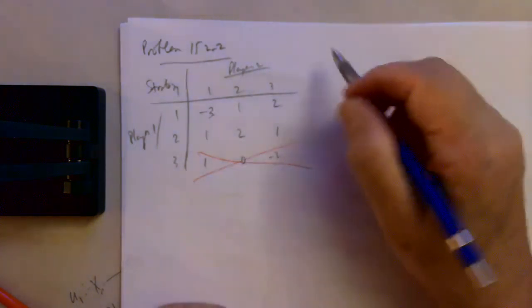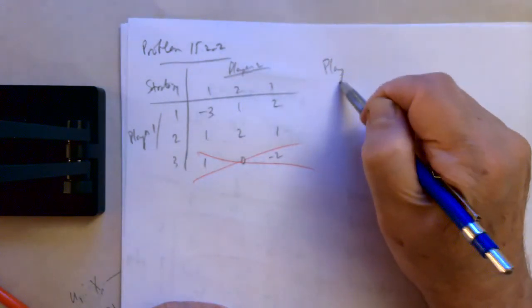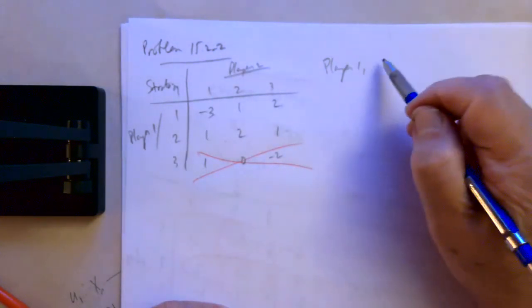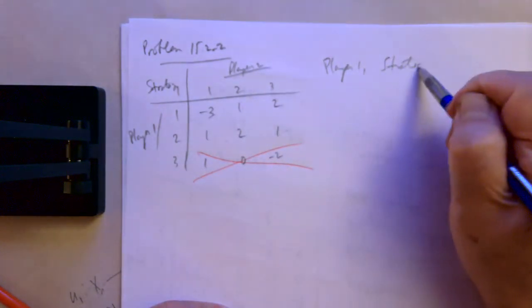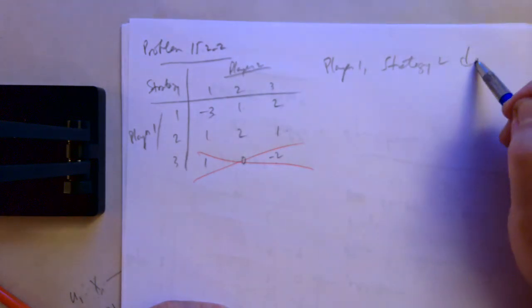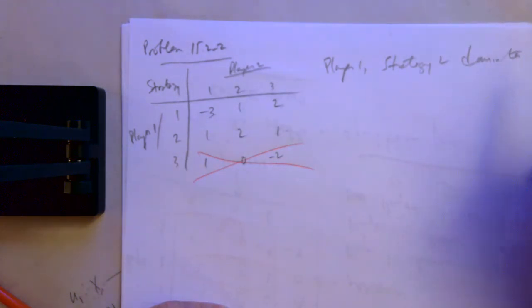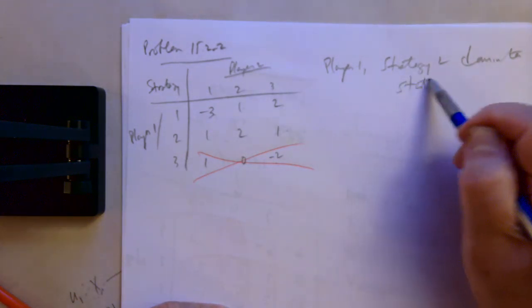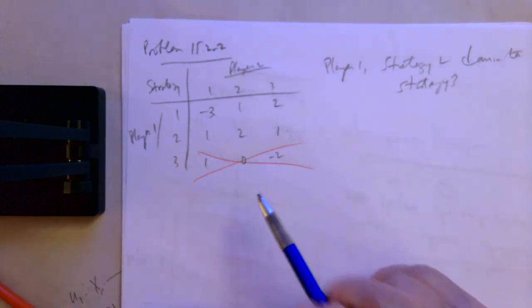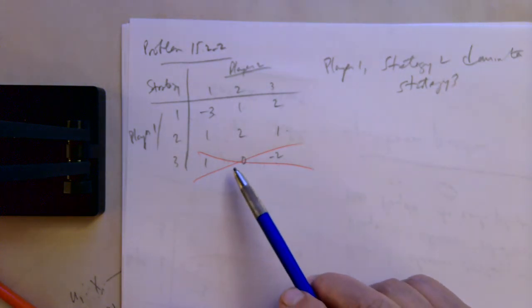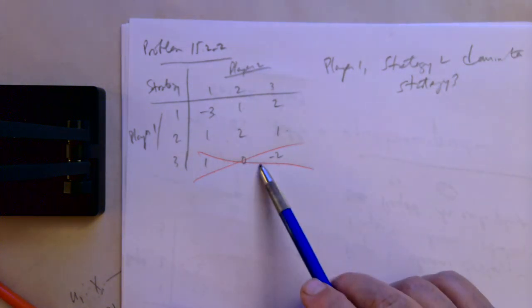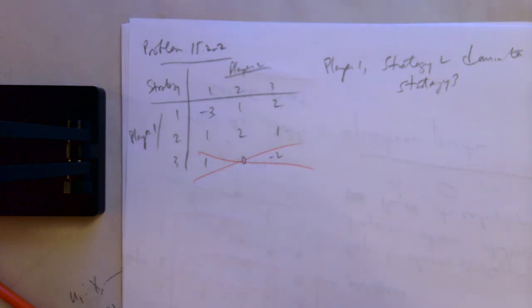So for player one, strategy 2 dominates strategy 3. So player one will never pick strategy 3, and player 2 knows it. So they both cross it off.